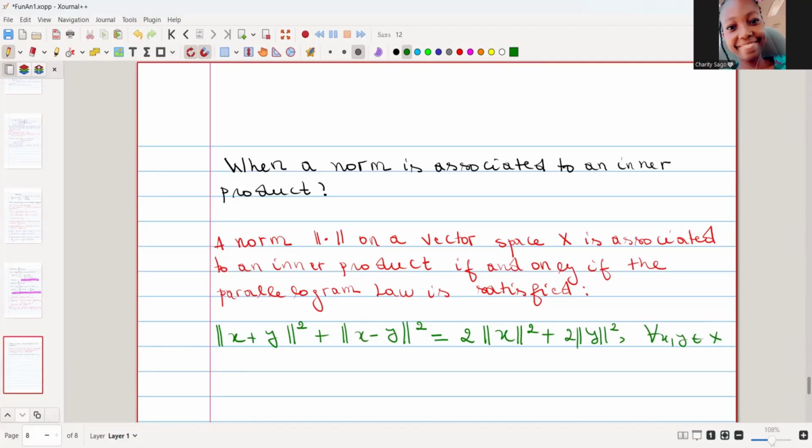And we used to define the inner product like this, or like this. That is the condition. I hope that's good for you. So you just have to memorize it.